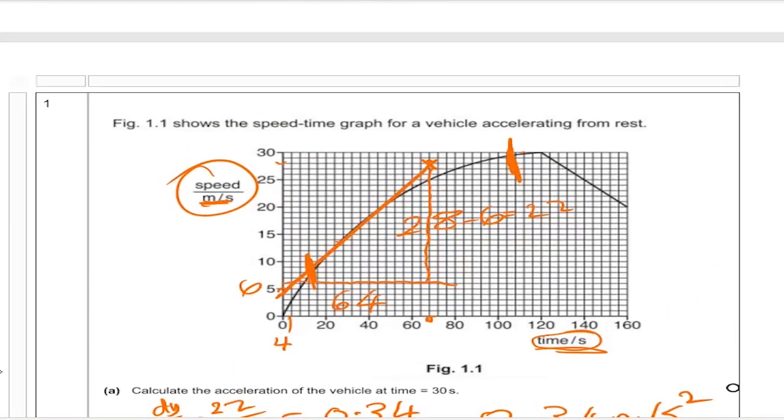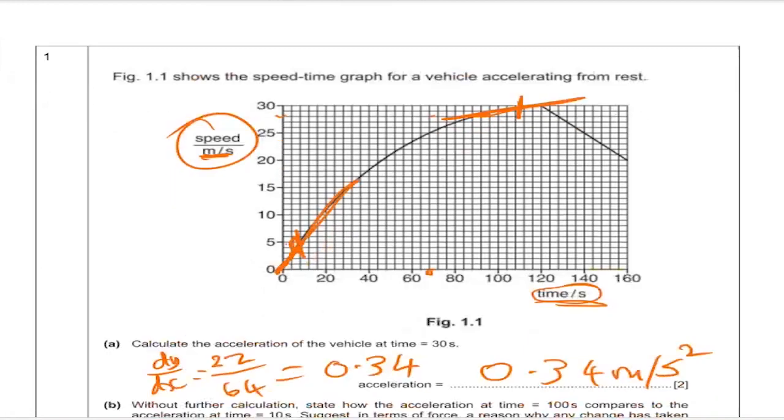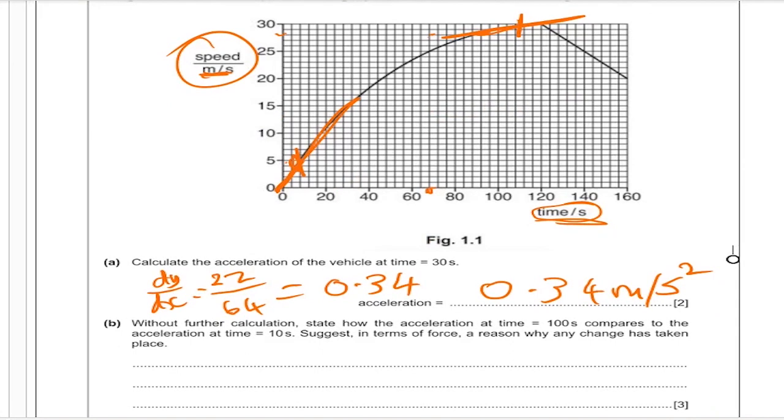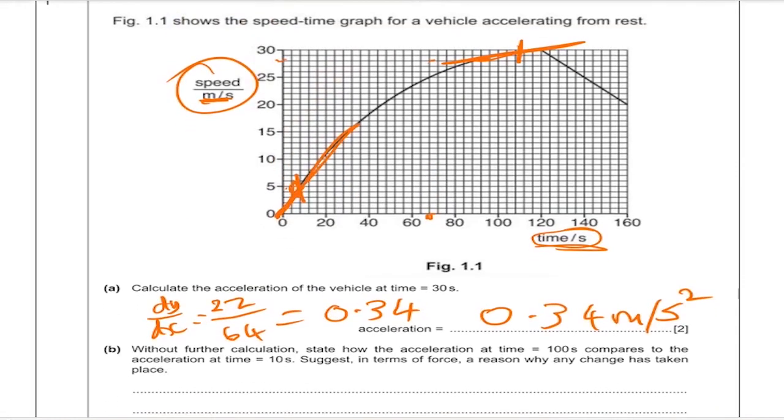Well, just by looking at the curve, let me rub this out so we can see a bit better. So we've got 10 seconds and 100 seconds. Just by looking at it, we can see that the graph is steeper at 10 seconds than it is at 100. And we know that the gradient is equal to the acceleration. That's what we've just worked out. So we know that the acceleration is less at 100 seconds. So let's write that first off. If I can scroll down.